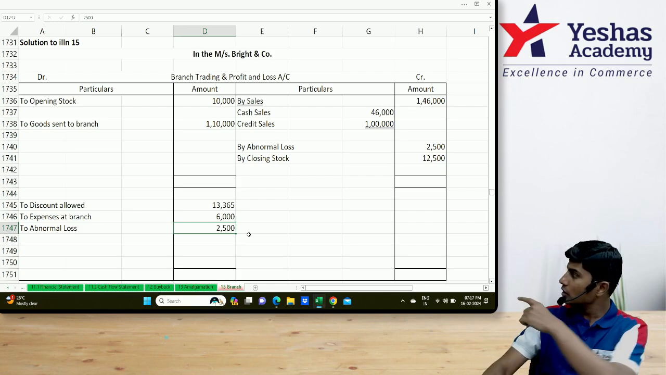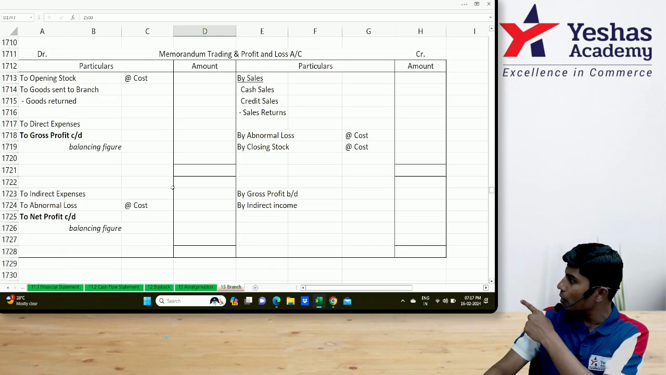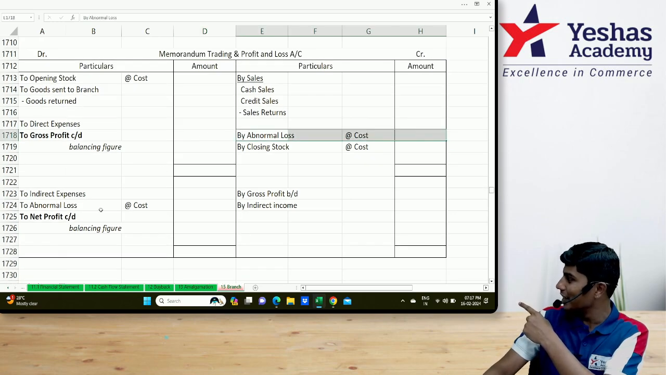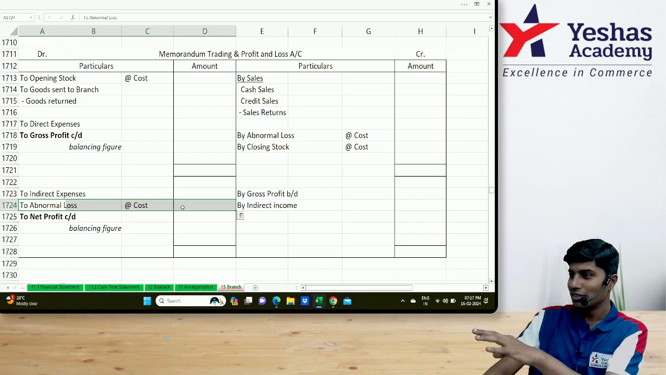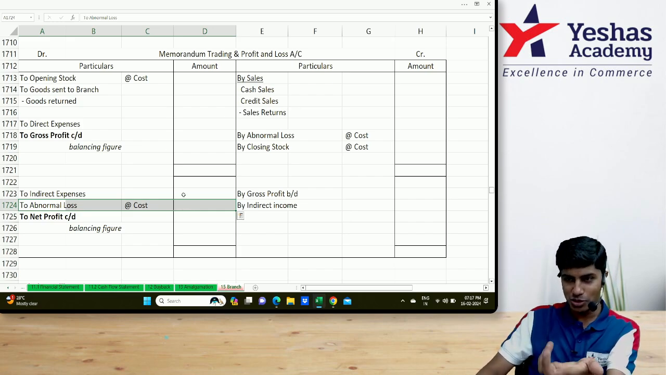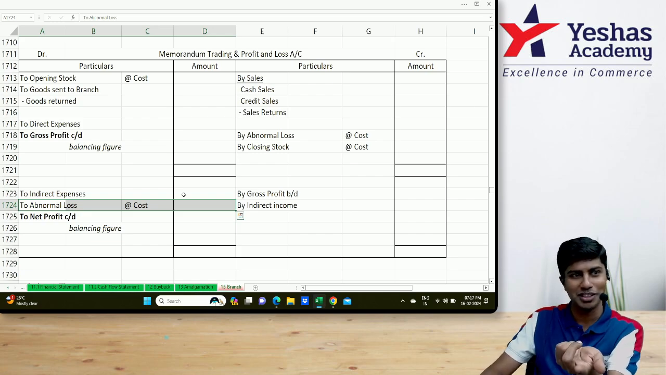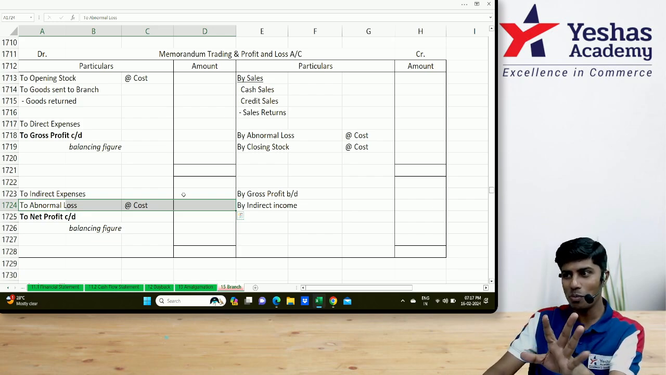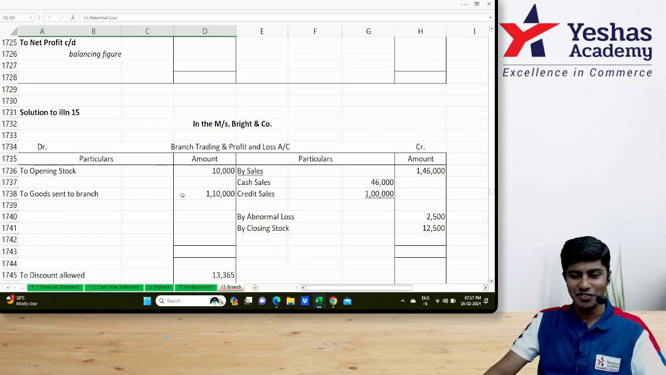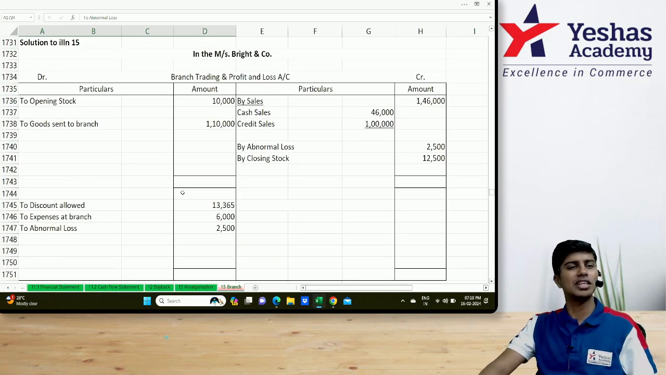Understood? I told you the same thing just before starting the problem: abnormal loss, one side credit, one side debit. I know which adjustment comes in which problem, so just before I start the problem, I teach this concept and then start. I hope you were listening well. Very good. Abnormal loss adjustment is done.